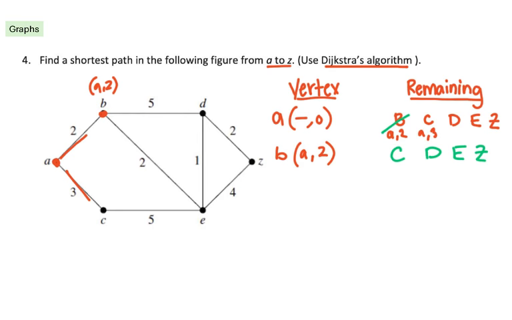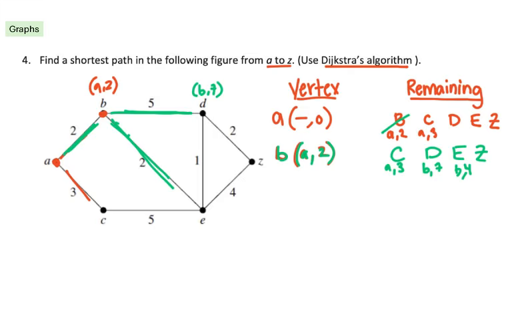So from B, I cannot get to C. So the only way was what I already knew, getting there from A, and it took me 3. D, now I can get to. I can get to it from B, and it would be a total of the 2 to get to B, and then 5 more would be 7. So I can get to D from B, and it would take me a total of 7. Okay, I can also get to E from B, and it would take me a total of 2 plus 2, 4. I still can't get to Z yet, so I'll leave that one.